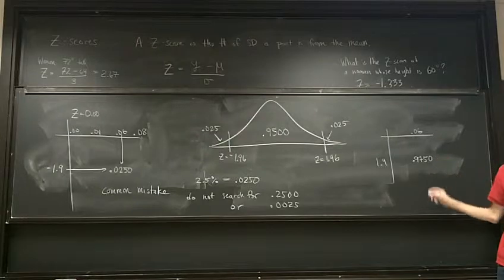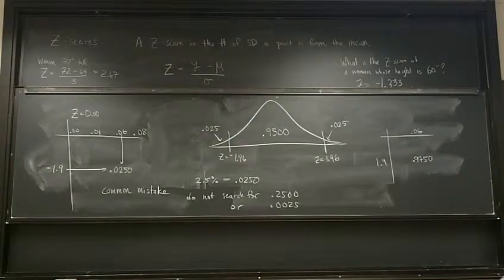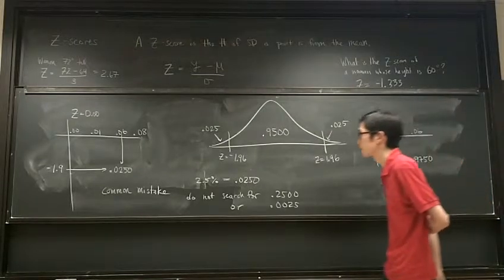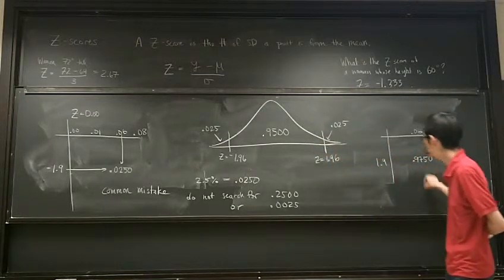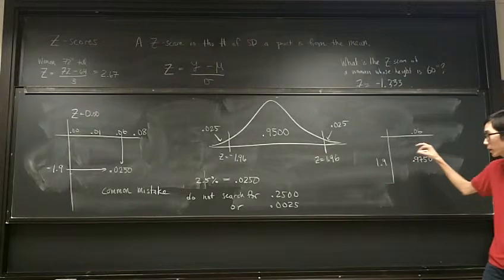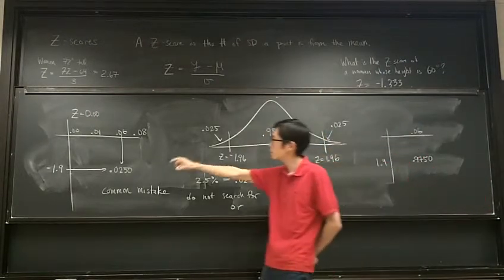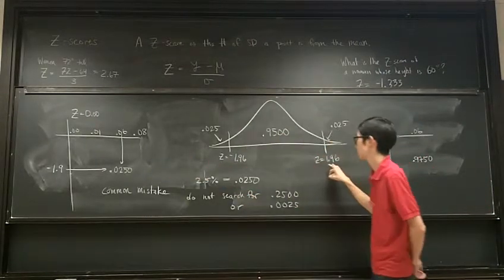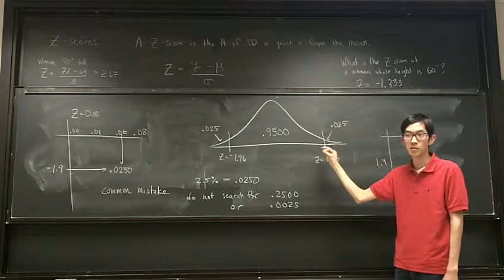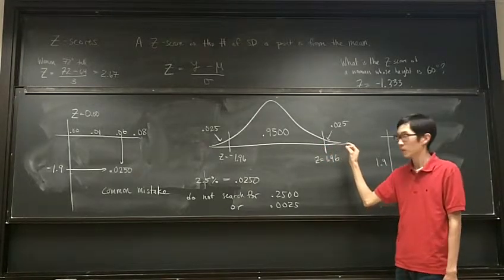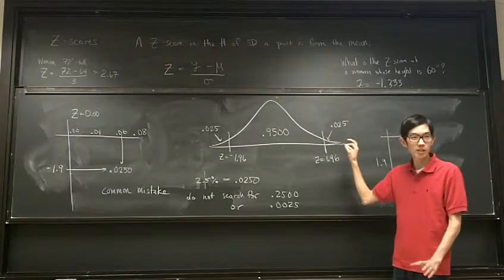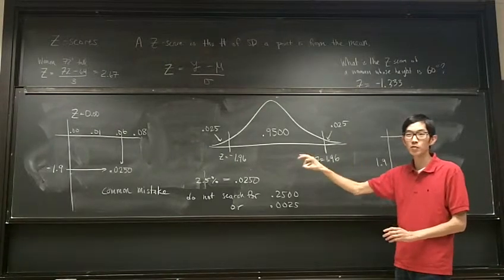Or can you subtract it from 1 or something? Subtract what from 1? 1 minus 0.0250, yeah, and you get 0.9750, yeah. But okay, once you find the negative 1.96, we know that this one's going to be positive 1.96 because it's symmetric, right? Okay, is that alright? Finding the positive 1.96 and the negative 1.96?